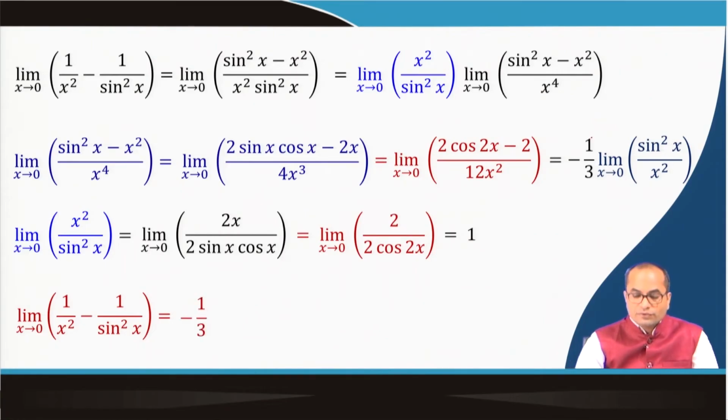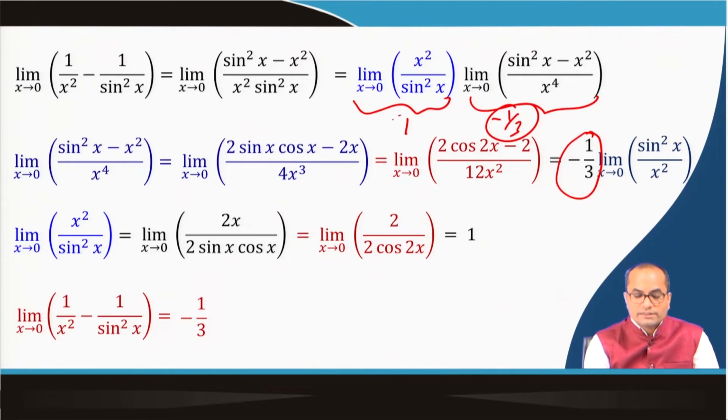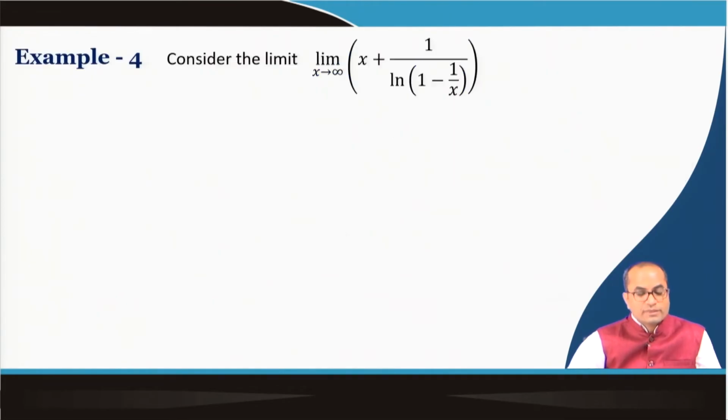So finally what we are getting here, this is 1, and this is approaching minus 1 by 3, so minus 1 by 3 into 1, so we have that limit minus 1 by 3 for this case.